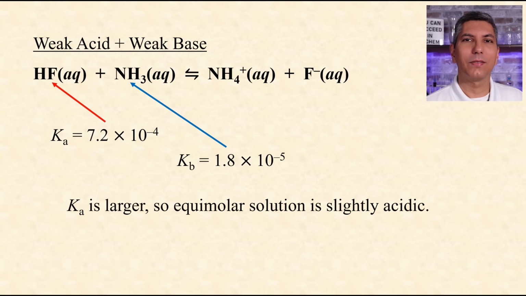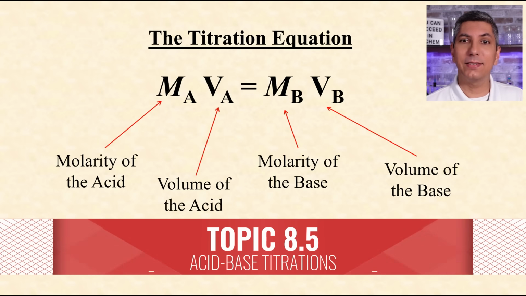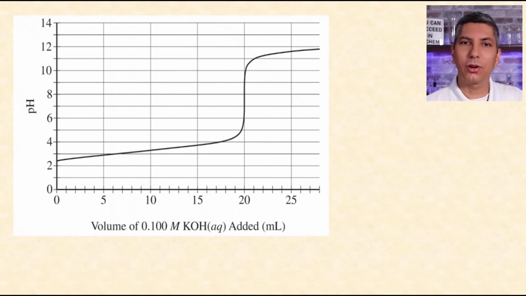For acid-base titrations, we can use this equation to determine the concentration of the acid or base, or the volume required to get to the equivalence point. We use a titration curve to plot the volume of titrant added from the burette on the x-axis and the pH of the mixture on the y-axis.